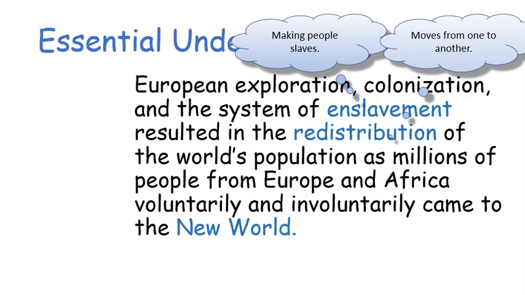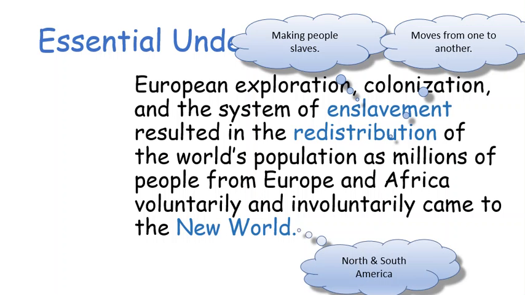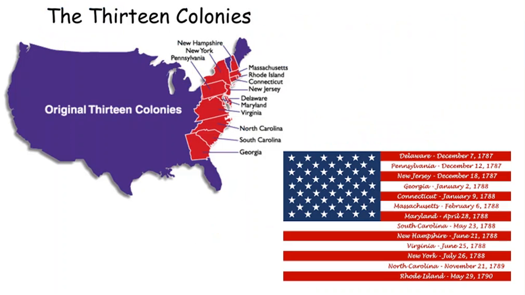Western Hemisphere, of the world's population as millions of people from Europe and Africa voluntarily, in the case of a lot of European settlers, and involuntarily, as in the case of people taken from Africa as slaves, came to the New World. And the New World, referring to North and South America, as mentioned, we're particularly focused in the standard on the east coast of what's now the United States, what became known as the 13 original colonies.